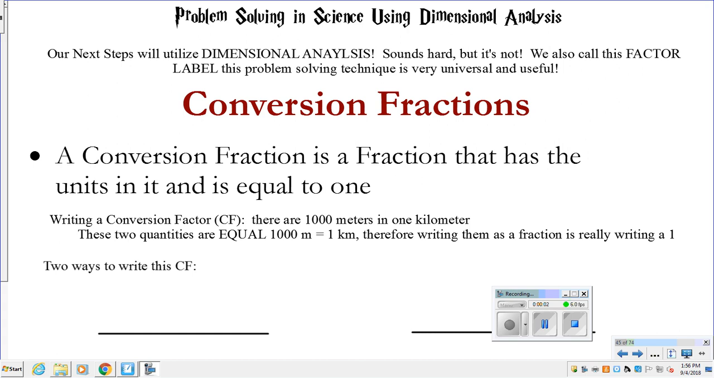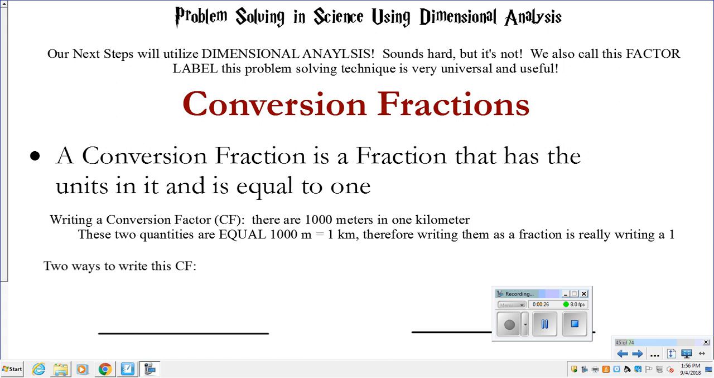Hello and welcome to Problem Solving in Science using Dimensional Analysis. Utilizing dimensional analysis will actually allow you to solve multi-step problems in one step. We're going to start this a little bit in this unit. One of our later units will utilize this quite extensively. If you go on to college chemistry, this is an unavoidable skill. So this is a very important thing to get a nice base in.